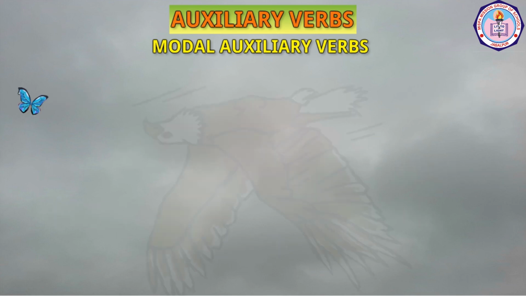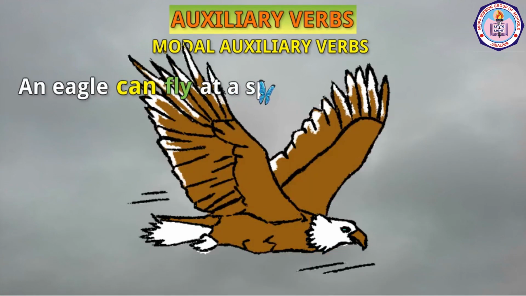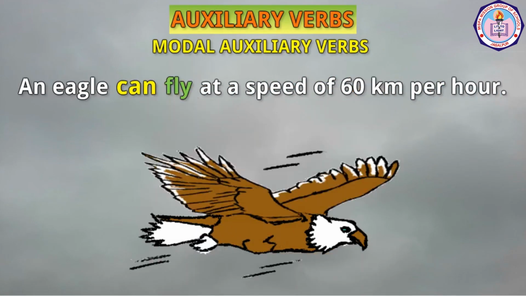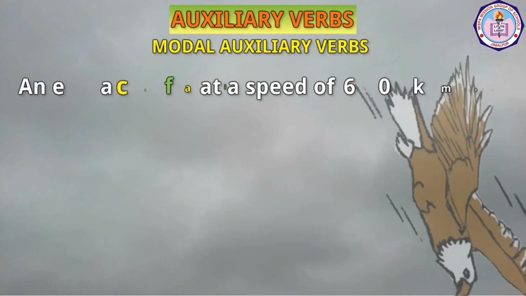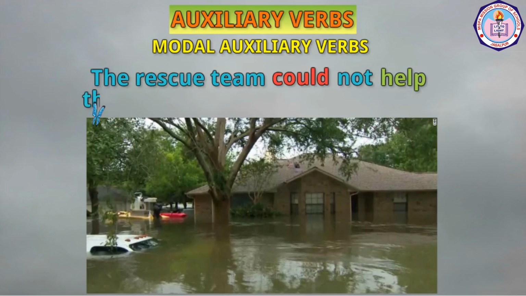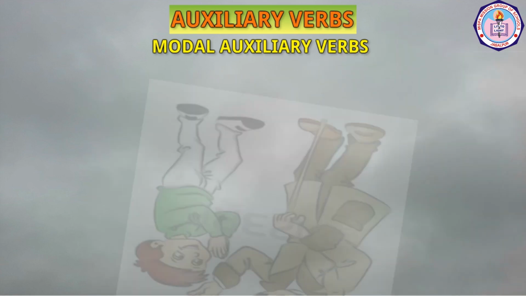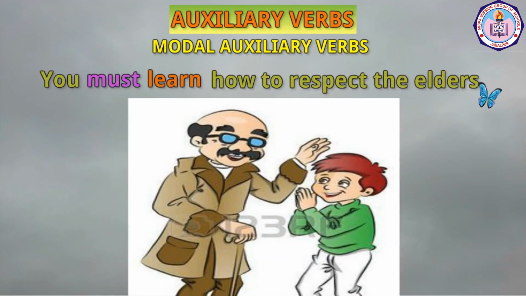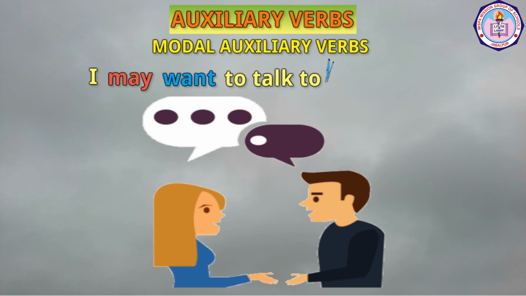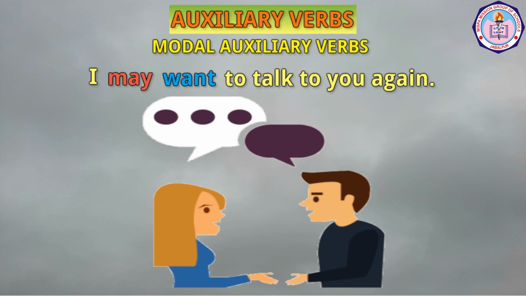For example, an eagle can fly at a speed of 60 km per hour. Here, can is the auxiliary verb of fly, the main verb. The rescue team could not help the man to come out of the water. Here, could is the modal verb helping the main verb help. You must learn how to respect the elders. Here, must is the modal verb helping the main verb learn. I may want to talk to you again. Here, may is the modal verb helping the main verb want.